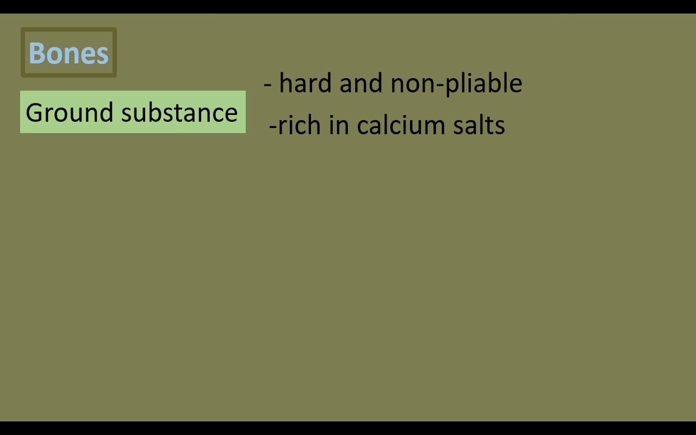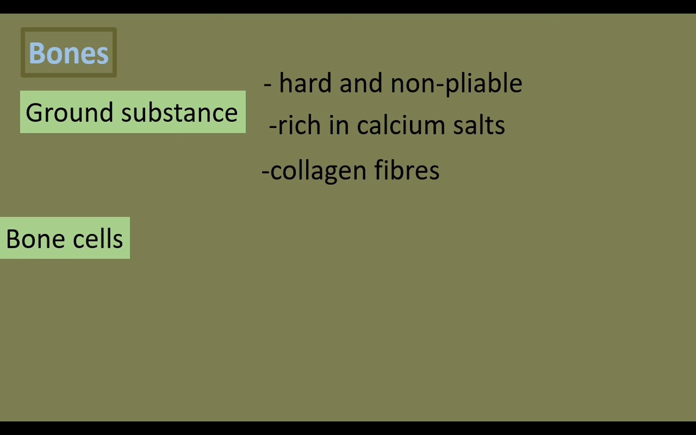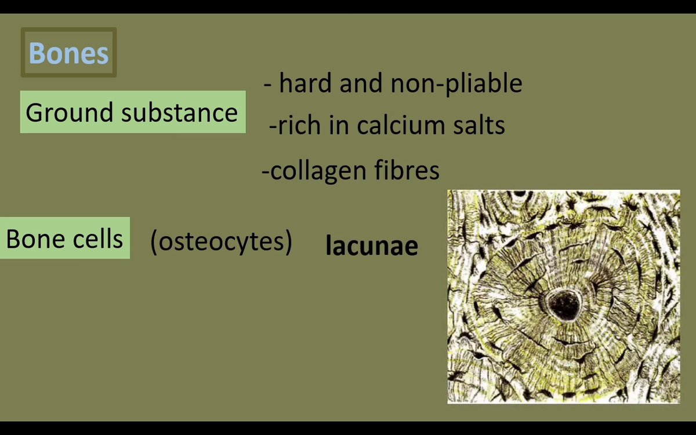Bones are hard structures. The ground substance is formed of rich calcium salts and collagen fibers. Because of the rich calcium salts and collagen fibers, the ground substance is hard and non-pliable. The hard nature of bone is due to the ground substance. Bone cells are called osteocytes. These bone cells are found in the lacunae of the matrix. The matrix has spaces called lacunae. Inside the lacunae, bone cells are kept.